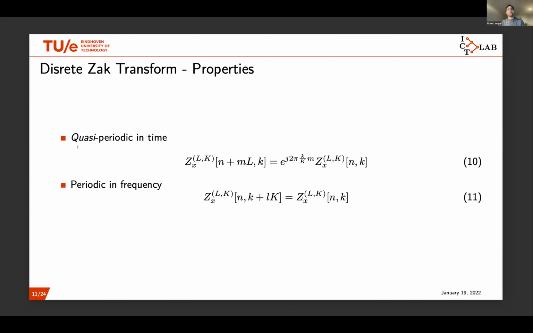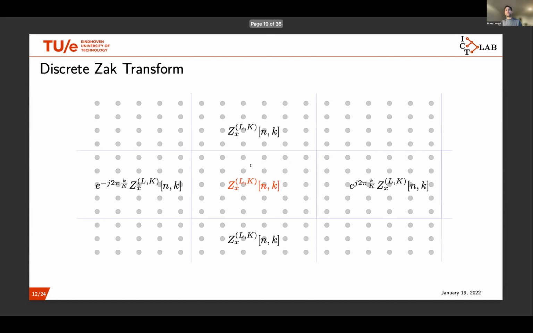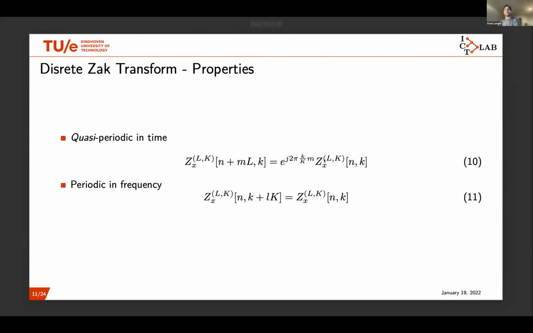So first of all, the Zak transform is quasi-periodic in time. What this means is that when we look at a shifted version of the Zak transform, where the index is spaced by capital L, we see that this is equivalent to the Zak transform at index n, but we get an additional complex factor here.